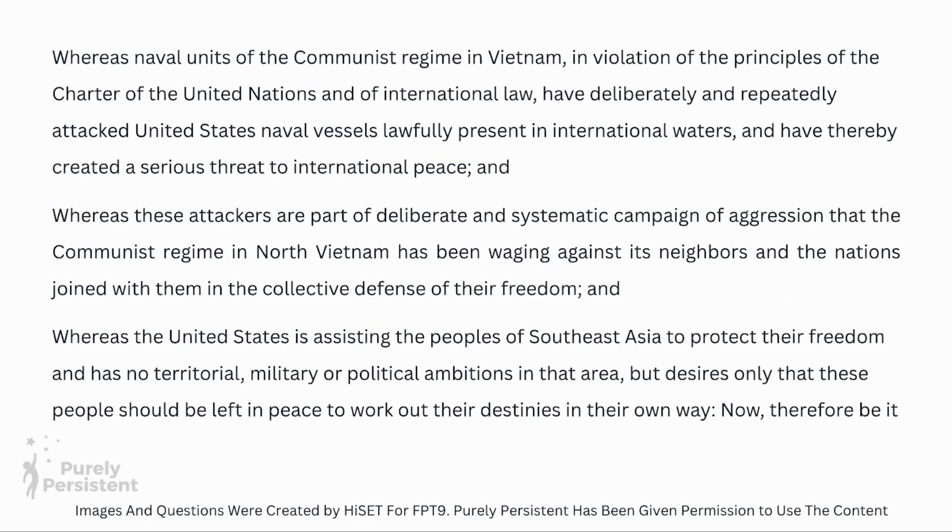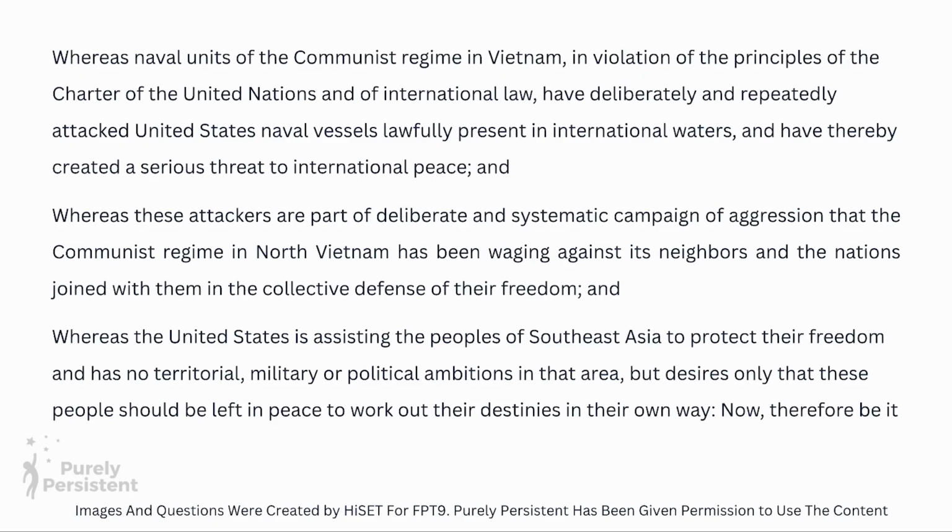Whereas naval units of the communist regime in Vietnam, in violation of the principles of the Charter of the United Nations and of international law, have deliberately and repeatedly attacked United States naval vessels lawfully present in international waters, and have therefore created a serious threat to international peace. And whereas these attackers are part of deliberate and systematic campaign of aggression that the communist regime in North Vietnam has been waging against its neighbors, and the nations joined with them in the collective defense of their freedom.